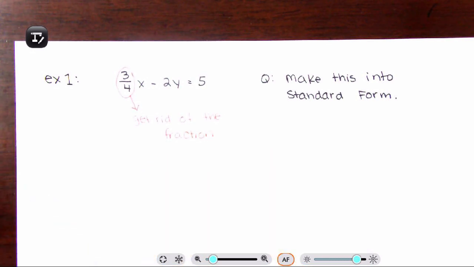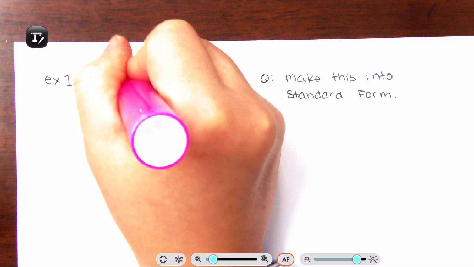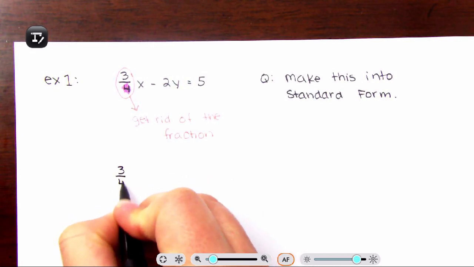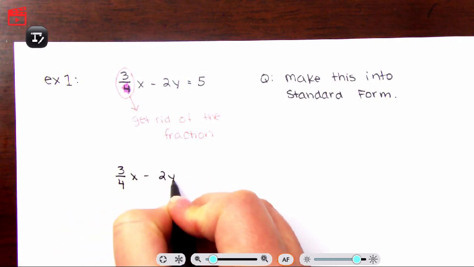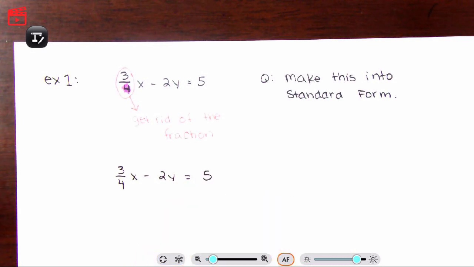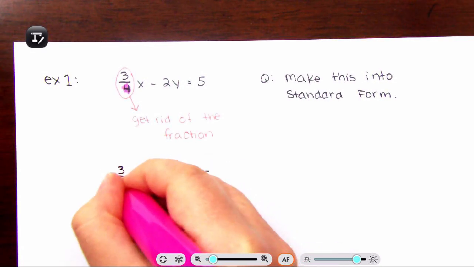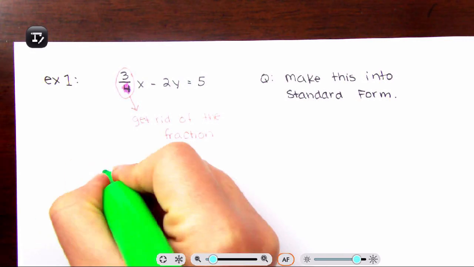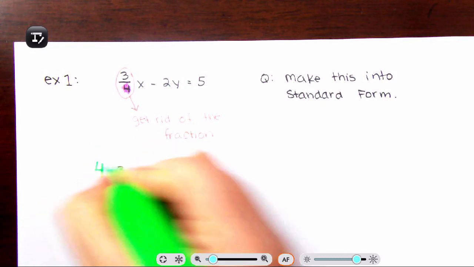And the way to do that is you look at the denominator, whatever's in the bottom, and you're going to multiply that by every single term. So we have 3/4 x minus 2y is equal to 5. I'm taking my denominator, which is 4. If you have other denominators, you just have to multiply them together. And I'm going to multiply every single one by 4.